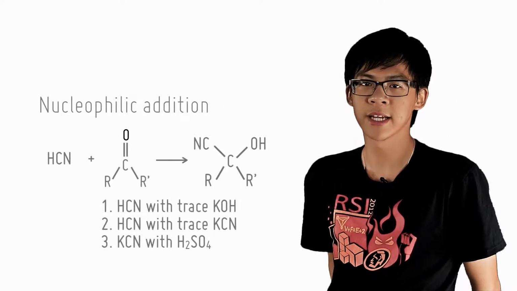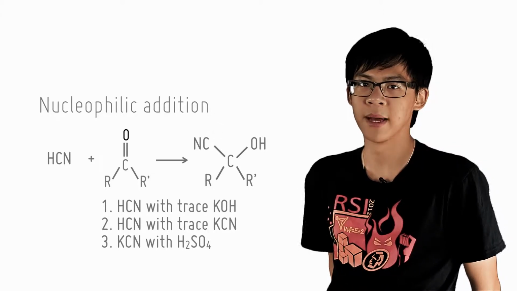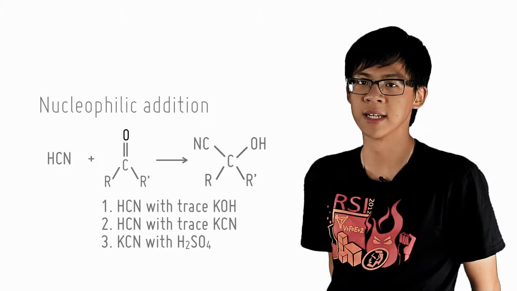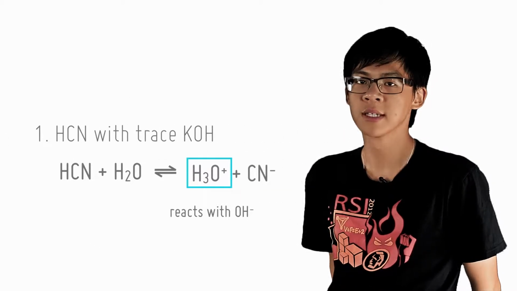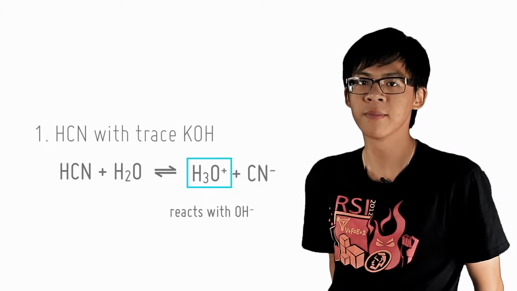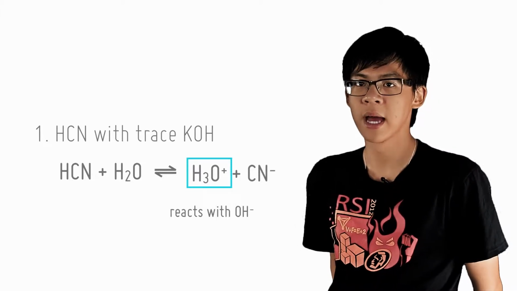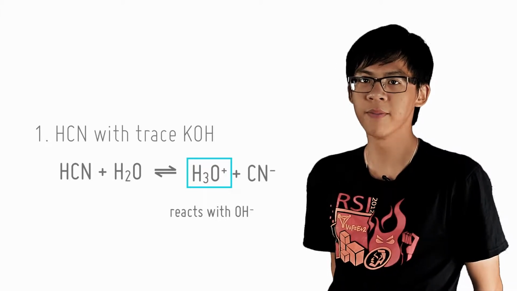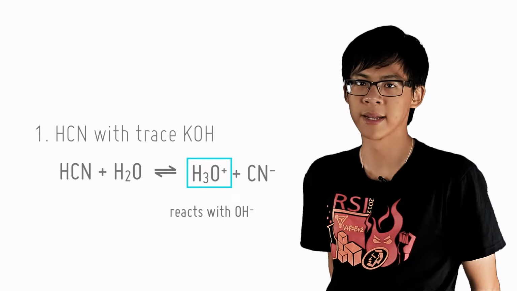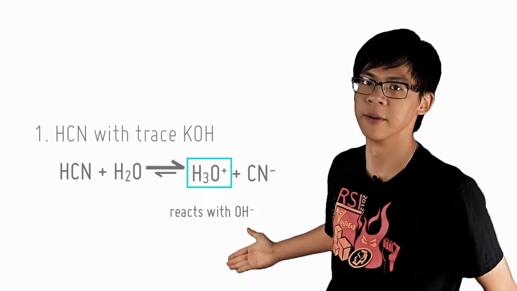Firstly, we can use HCN with trace amounts of aqueous KOH. Hydrogen cyanide by itself is a weak acid and ionizes in water only partially to generate some amounts of our actual nucleophile, cyanide ions. However, adding a base such as potassium hydroxide will consume the H+ ions, and by Le Chatelier's principle, as you have learned in chemical equilibria, this will push the reaction further to the right and generate more cyanide ions to attack the carbonyl, as shown in the equation here.